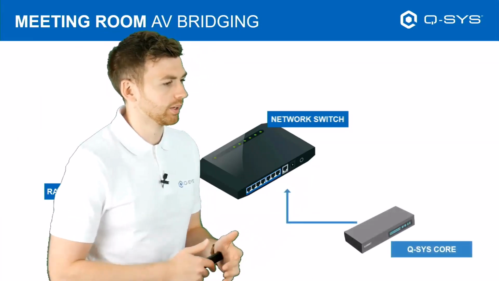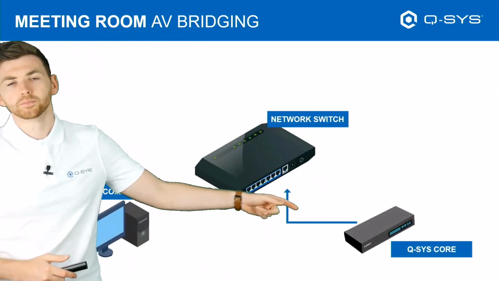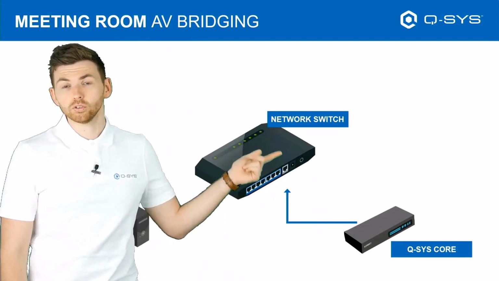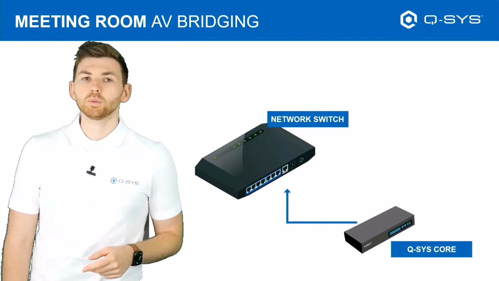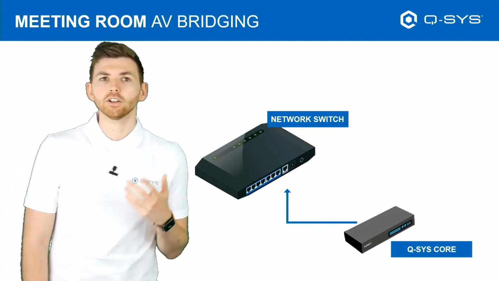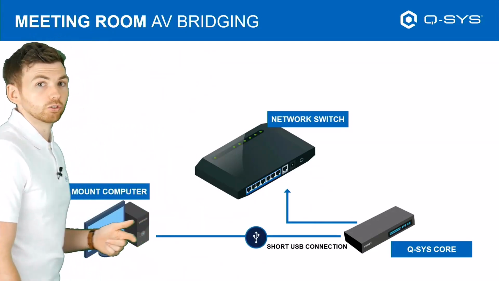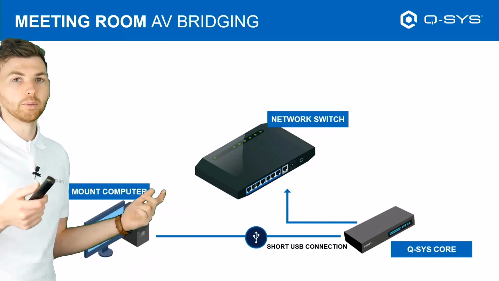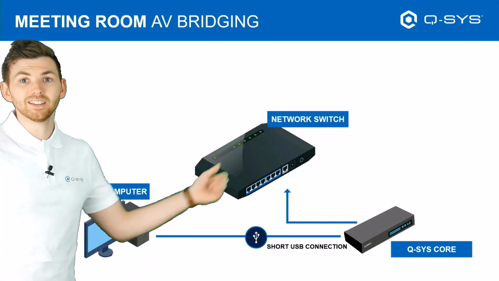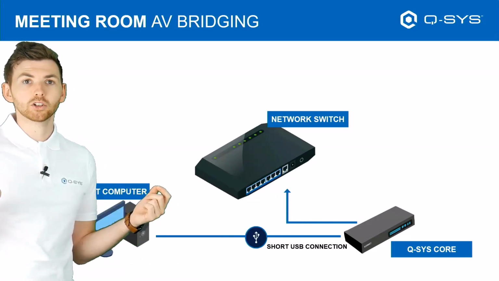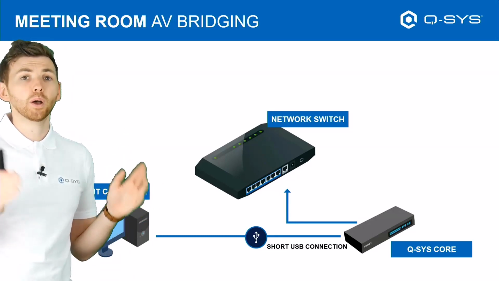So let's do it. We're going to have here our Q-SYS Core. This Q-SYS Core is going to connect via the network, of course, but we've also got that USB connection that we saw on the back of the Core earlier. Now, what that's going to do is connect straight to our PC. Instead of this being a long cable, this is a rack mount PC. This is probably right next to the Core. We're going to have a short point-to-point USB connection, which is exactly what USB is perfect for.